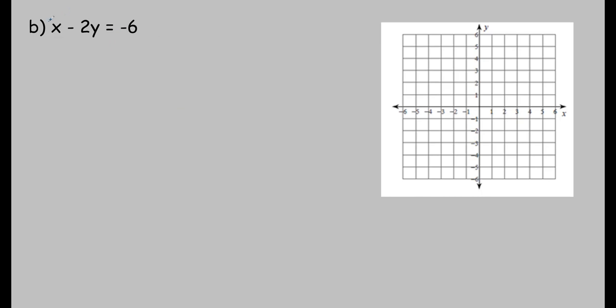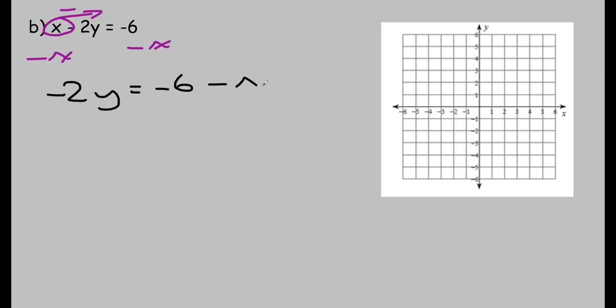A different example, x minus 2y equals negative 6. I have to do the same thing. Isolate for y by getting rid of the x by, in this case, subtracting. So minus x on both sides. And then I'm left with negative 2y equals negative 6 minus x. And then to get rid of the negative 2, I have to divide everything by negative 2.